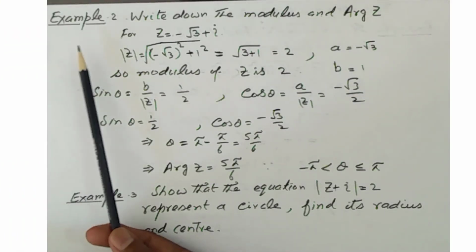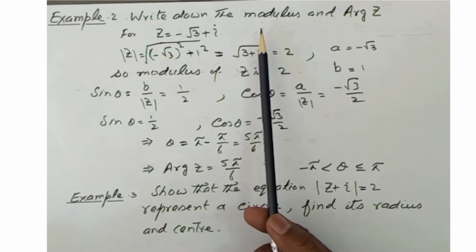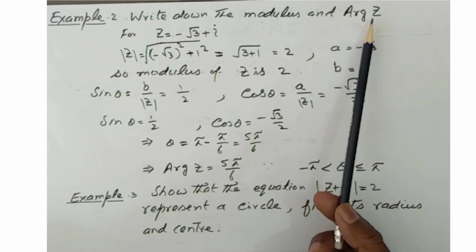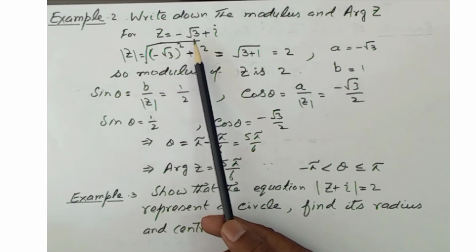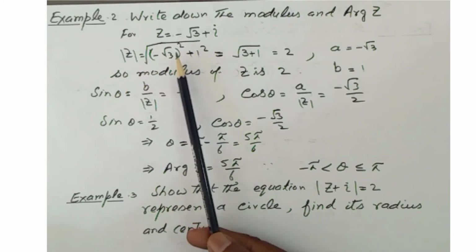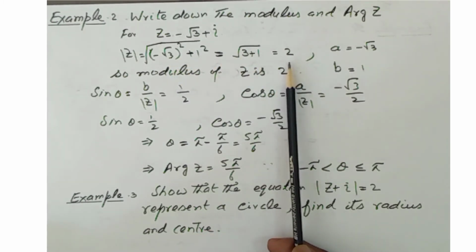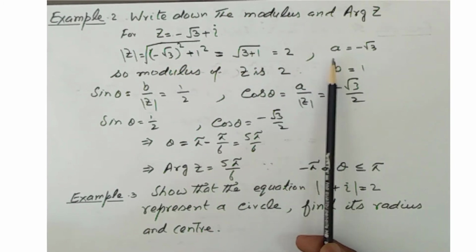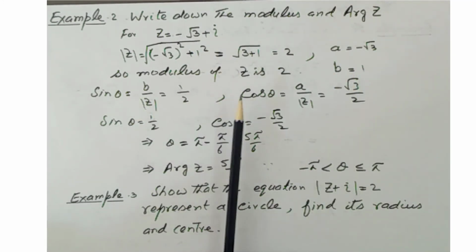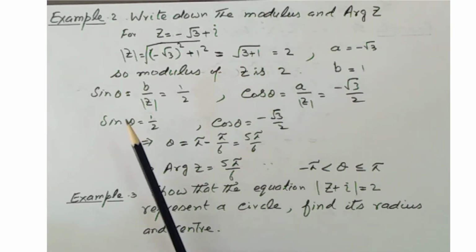Now we take the second example, number 2. Write down the modulus and argument of z, that is the principal argument of z, for z equals minus under root 3 plus iota. First we take the mod: z mod equals under root of minus under root 3 square plus 1 square. This becomes 3 plus 1, that is 4, under root 2. a equals minus under root 3 and b equals 1. So modulus of z is 2.